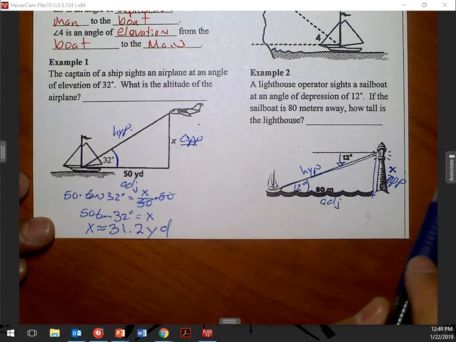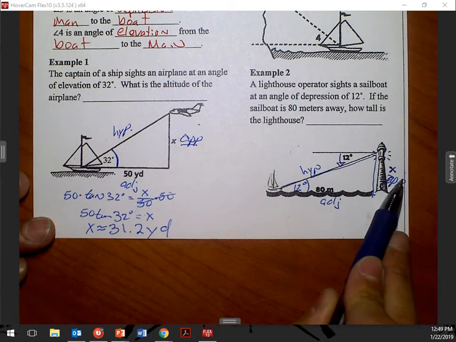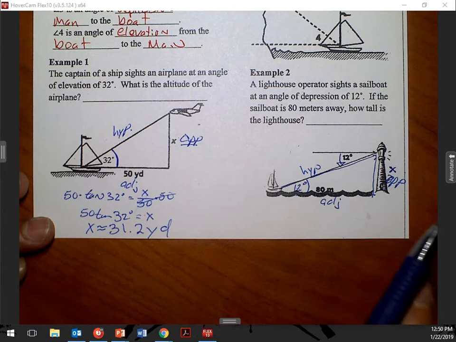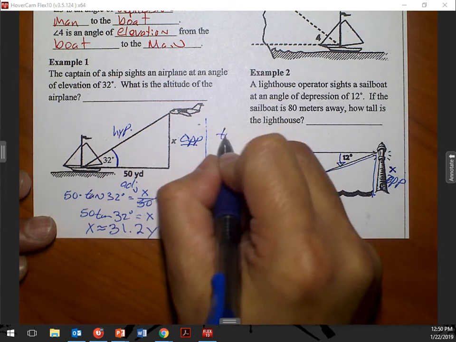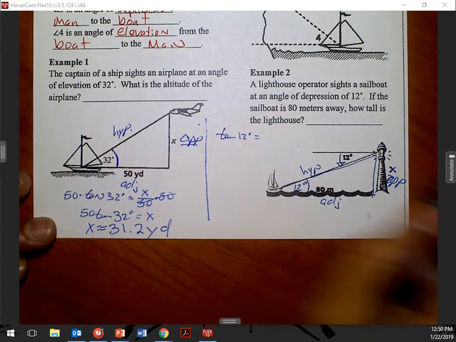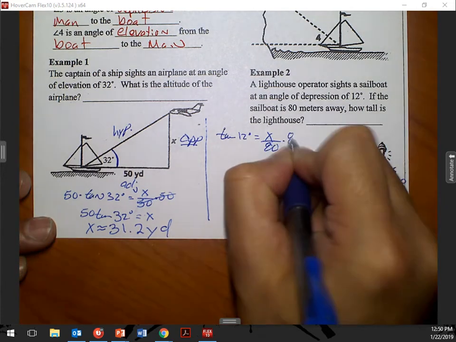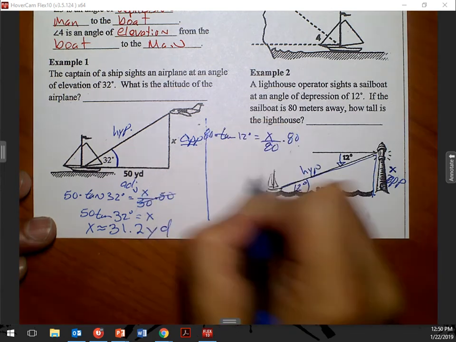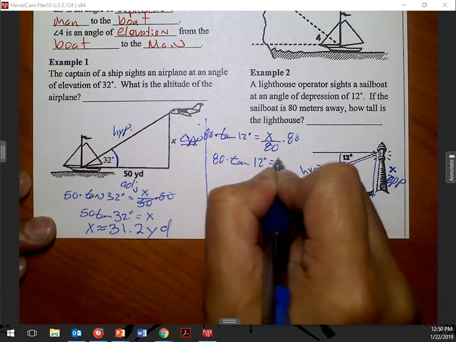Alright, so let's do it again. From my reference angle, I'm looking for opposite, and I have adjacent. So what ratio? That's tan again. So I'm going to have tan of my angle, 12 degrees, equal to what over what? X over 80. Very good. Multiply both sides by 80.